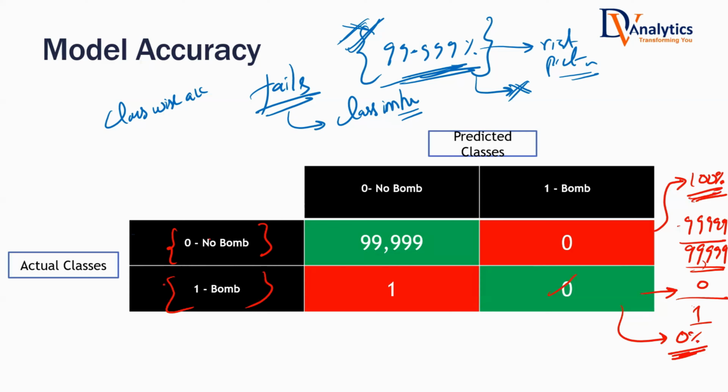Tell me which class really matters to you? Which class are you interested in? Class 1. What is the accuracy the model is giving you for the class that you are interested in? 0%. Do you think you should go with the overall accuracy of the model?